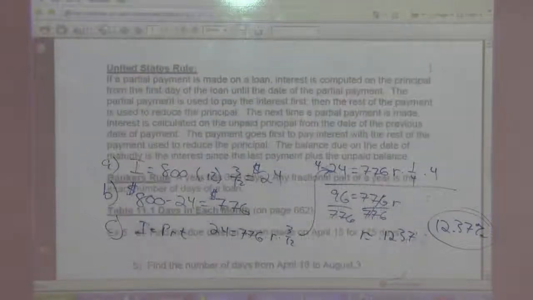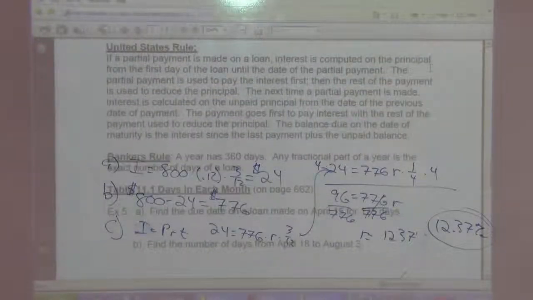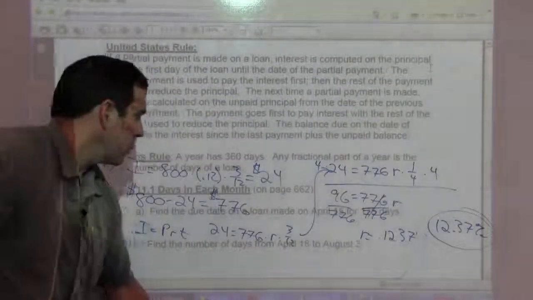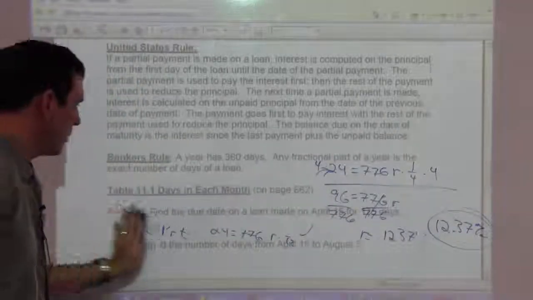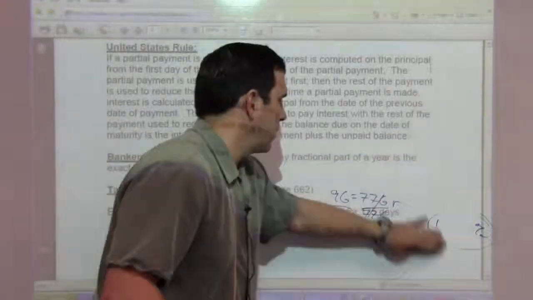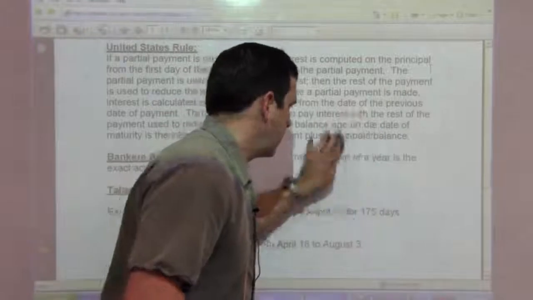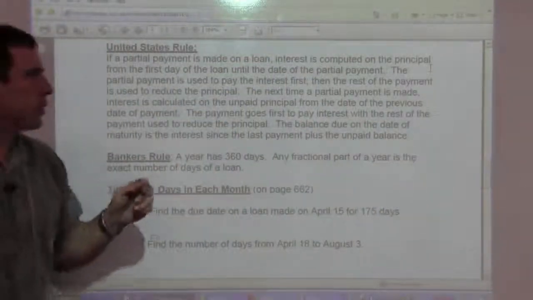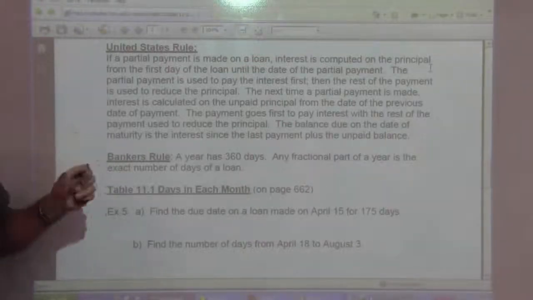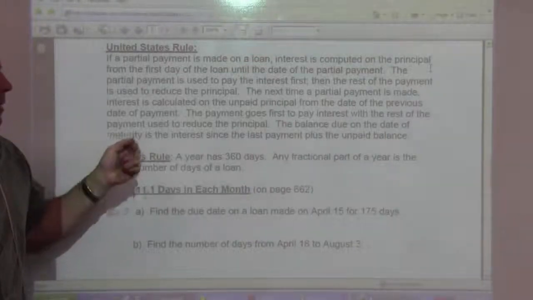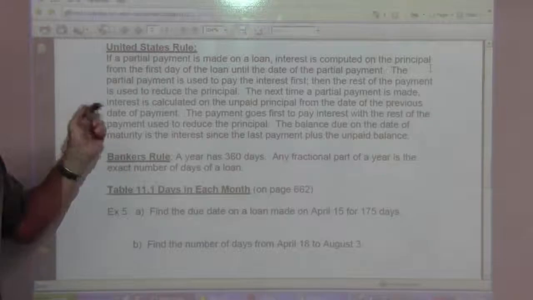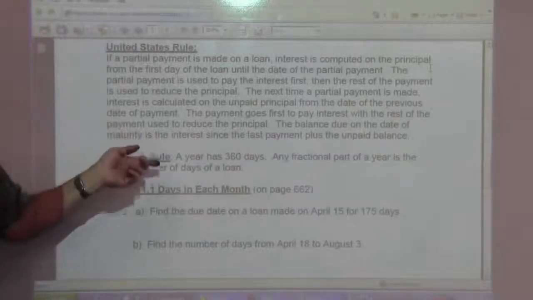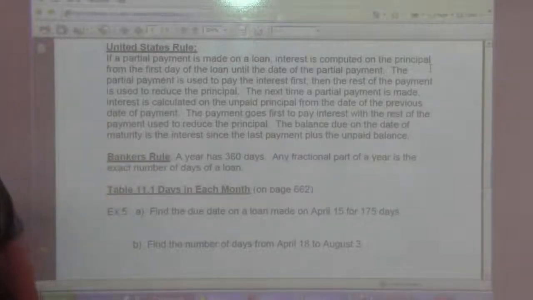Okay, let's go on to the United States rule. If a partial payment is made on a loan, the interest is computed on the principal from the first day of the loan until the date of the partial payment. The partial payment is used to pay the interest first, and then the rest goes towards the principal.